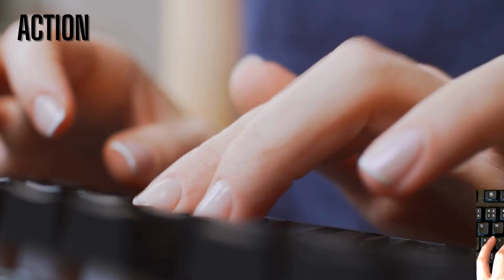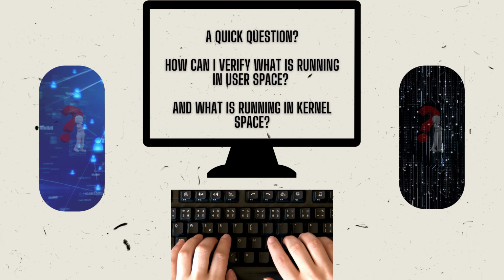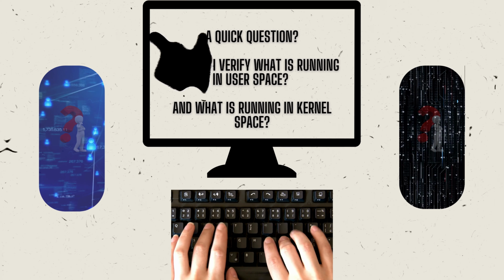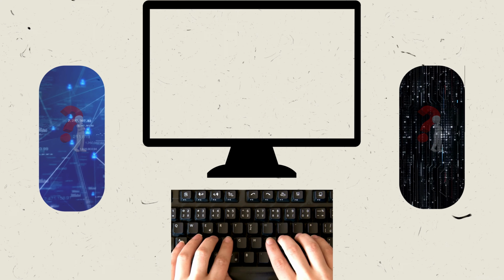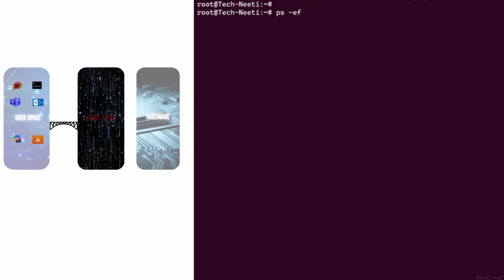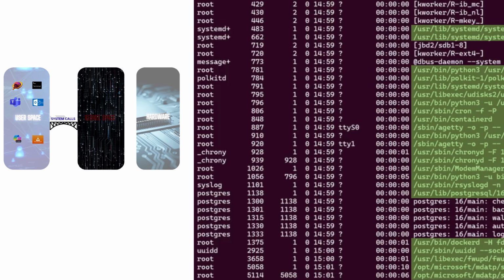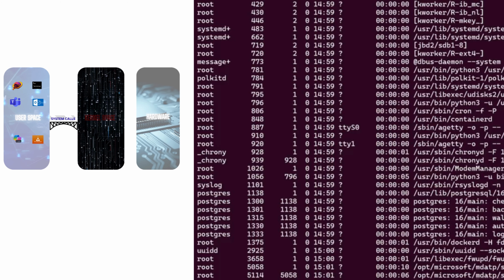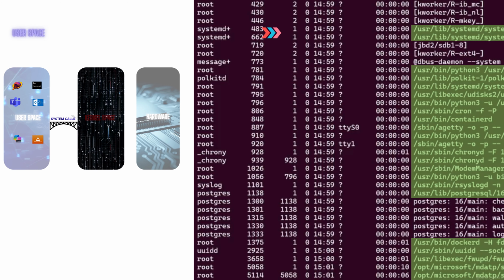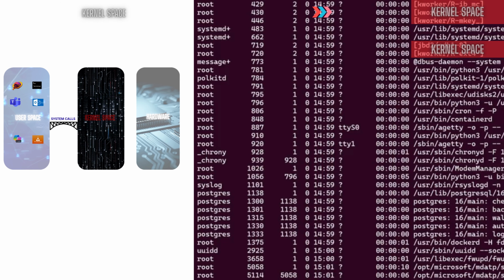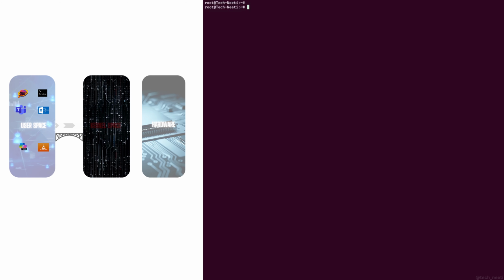Okay, enough of theory. Let's see some action. A quick question. How can I verify what is running in user space and what is running in kernel space? When I run ps -ef, I see two types of entries. Ones that start with a / and others inside square brackets. Processes starting with / run in user space, while those in square brackets belong to the kernel space.